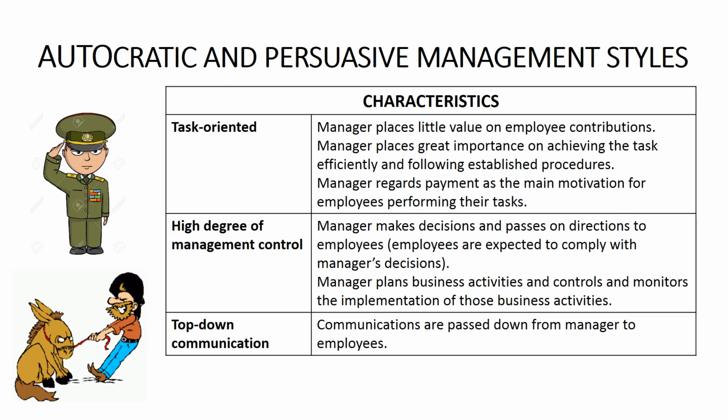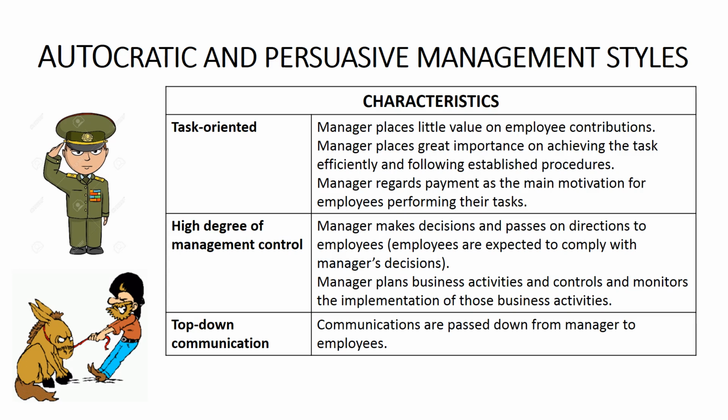You can see from these definitions of the autocratic management style and the persuasive management style that these two management styles share similar characteristics. First, both the autocratic management style and the persuasive management style are task-oriented. The autocratic or persuasive manager places little value on employee contributions. In this regard, the autocratic or persuasive manager makes decisions without consulting with or otherwise seeking any input from employees. The focus of this manager is on achieving a particular task efficiently and following established procedures to achieve that task.